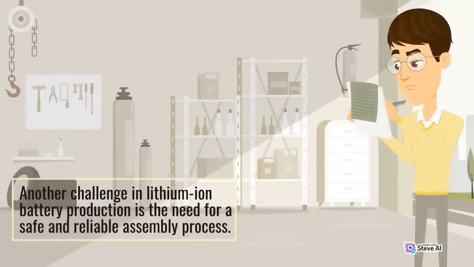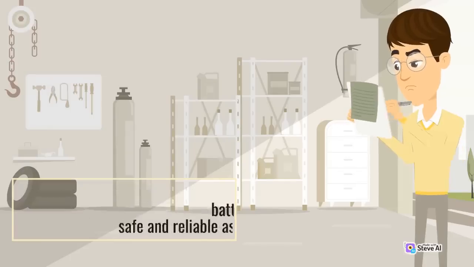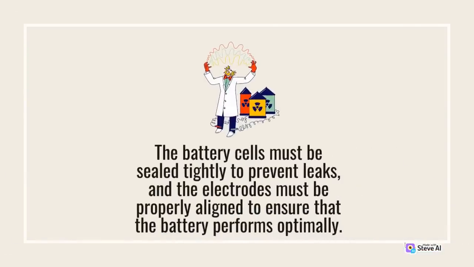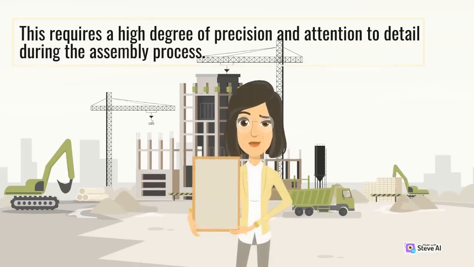Another challenge in lithium-ion battery production is the need for a safe and reliable assembly process. The battery cells must be sealed tightly to prevent leaks, and the electrodes must be properly aligned to ensure that the battery performs optimally. This requires a high degree of precision and attention to detail during the assembly process.